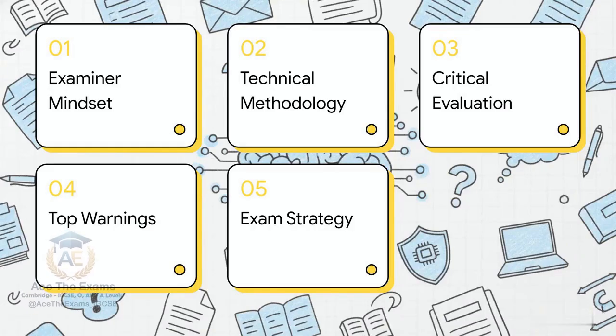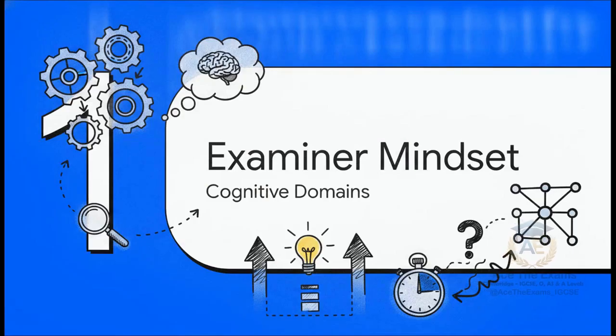So here is our playbook for this explainer. We're going to break this down logically. First, we'll decode the examiner mindset. Second, we'll establish a rock-solid technical methodology. Third, we are mastering critical evaluation. Fourth, I'm going to reveal the top 3 examiner warnings. And finally, we'll synthesize it all into your ultimate winning exam strategy. Let's move right into our first pillar.